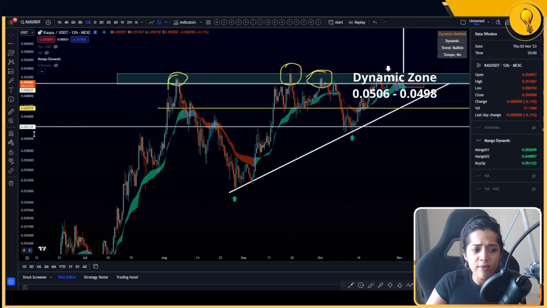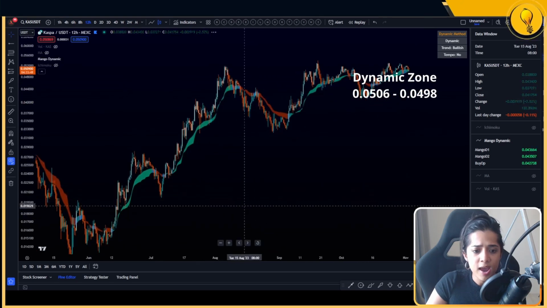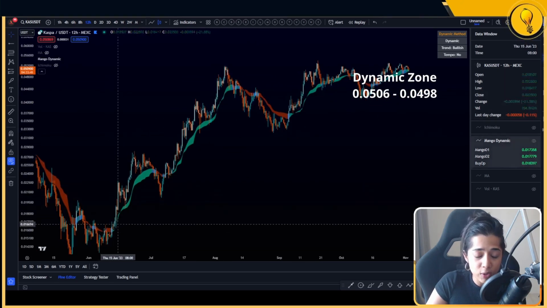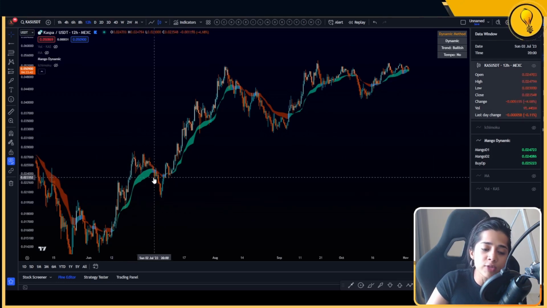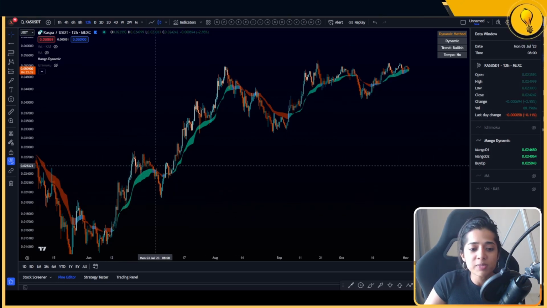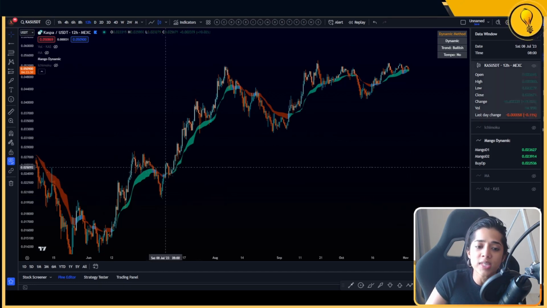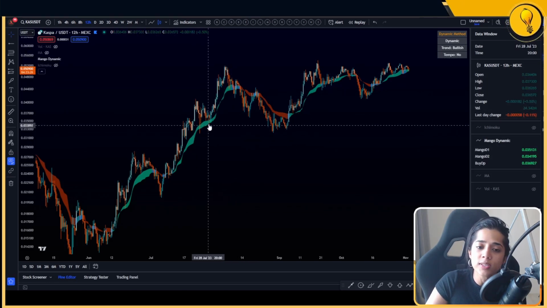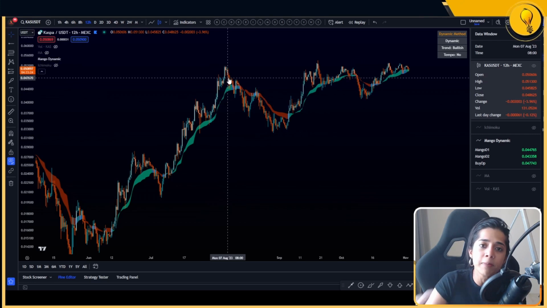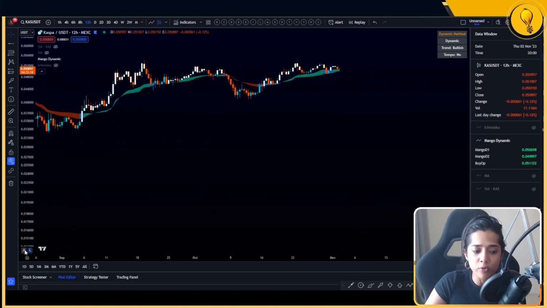Notice how every time Kaspa has reclaimed the 12-hour dynamic, let me just switch off everything else, we've often trended on the 12-hour until the loss of the 12-hour dynamic cloud. That's when we can expect a deep pullback until the dynamic cloud has been reclaimed once again. And notice, even throughout this entire run, every test of the dynamic cloud was met with support. Until we lost it, that marks the initiation of that next pullback phase for Kaspa. So far we're holding that dynamic support right now.